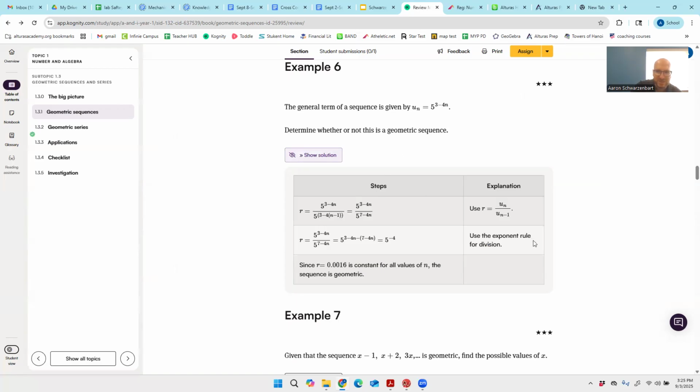They used a very interesting version of this. Oh, so they did n minus 1, the previous term. If you see their version of it, proving they used n, plugged in n minus 1 in the formula and got that, which is 5 to the negative fourth.